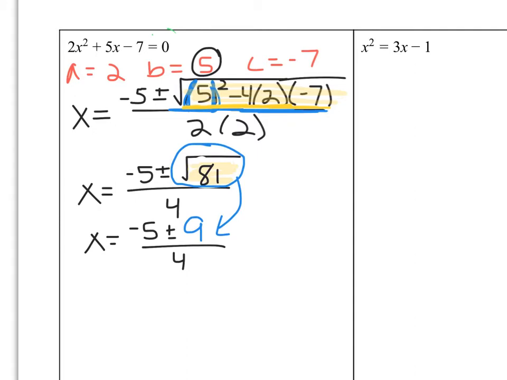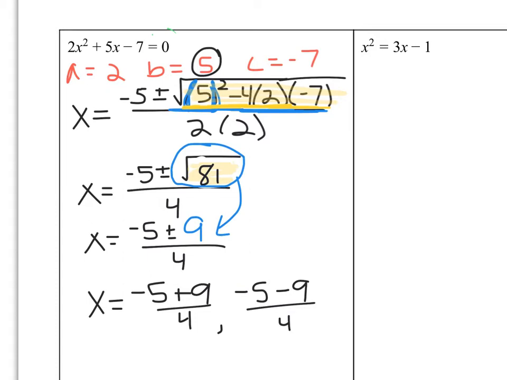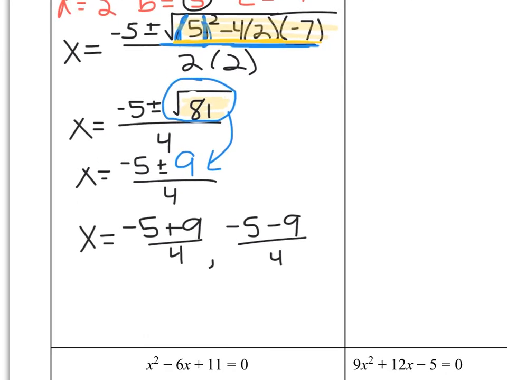Now I have a plus and a minus. For this next step, we're going to split this up. So x equals -5 plus 9 over 4, comma, x equals -5 minus 9 over 4. And we're going to go a little bit more from there.